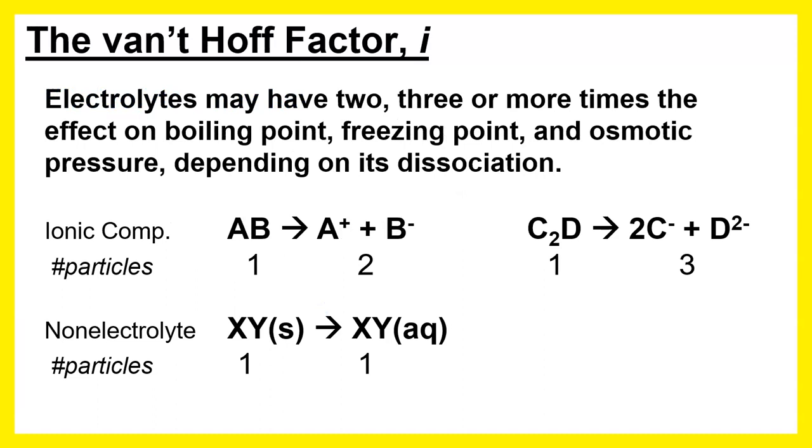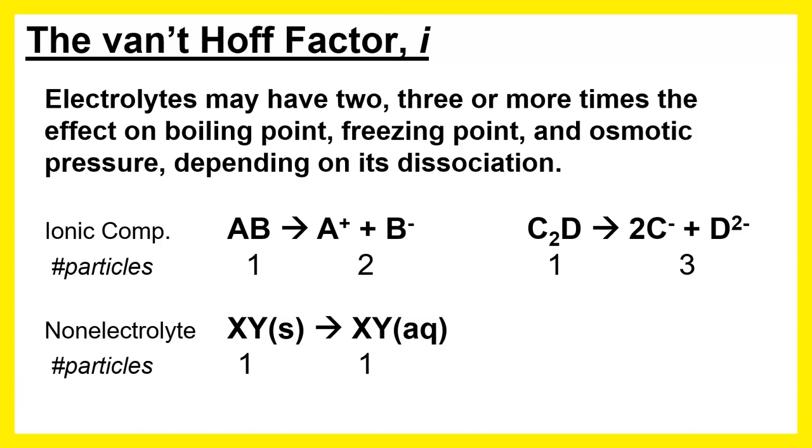So when we're doing these colligative properties, we have to take into account the number of particles things dissociate into. So you can see here some examples. In the first one, AB breaks apart into two separate ions. C2D breaks apart into three separate ions. Something like this is a non-electrolyte, something like sugar, right? That does not break apart. It dissolves. It gets mixed in, but it's not going to dissociate.